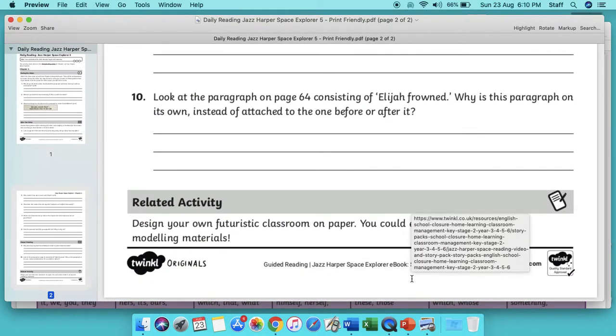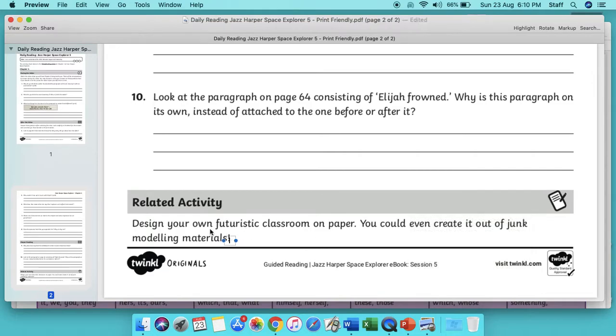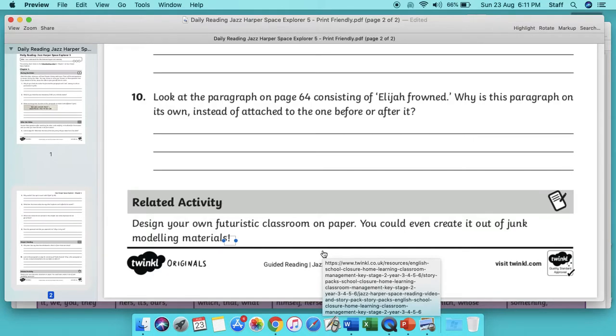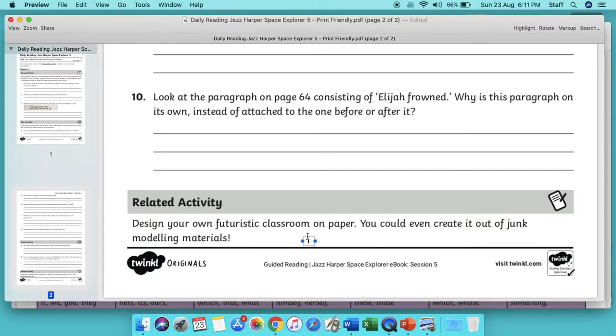But what I don't want you to do is this one here: design your own futuristic classroom on paper. You can do it if you really want to, but this one is not essential to design, because we've already done our class timetable. We've done something similar.